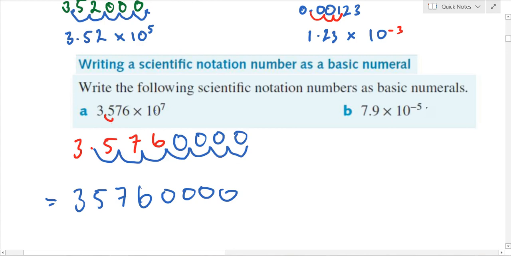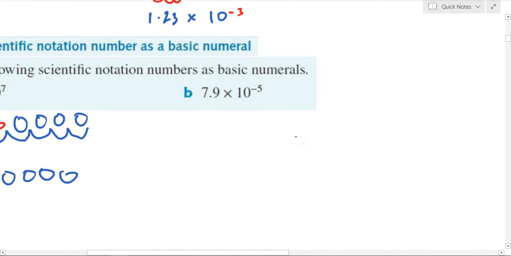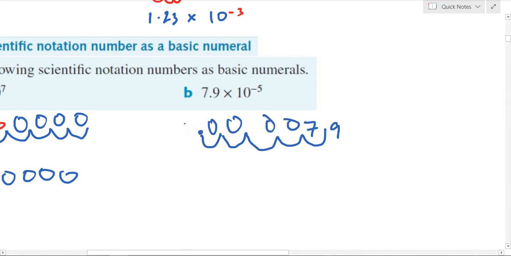Now, for a negative power, which way do you guys think this will move? The left. So it's going to be a really small number, in the negative direction. If that's going to be 7.9, I'm going to move the decimal point 5 times to the left: 1, 2, 3, 4, 5. So the decimal point is right here, and you've got 0, 0, 0, 0. Don't forget to put a 0 in front of the decimal point, so you know that it's a decimal number. So that means it's going to be 0.000079. That's its basic numerical value.